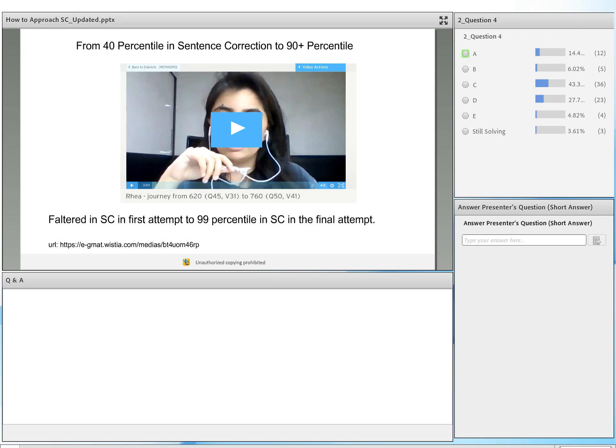While their starting points are different and they take different times to prepare, the thing that's common amongst everyone is that they apply the methods that are taught in the course and they leverage Scholarium data to isolate the areas of weakness.